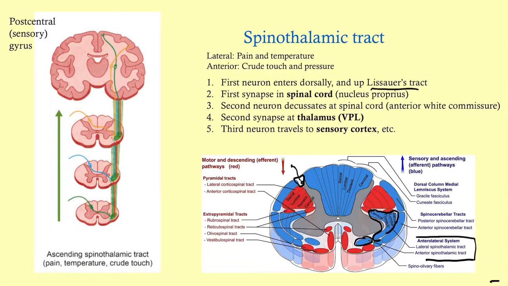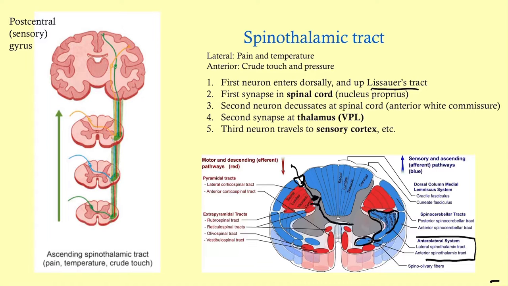And it'll go up a couple levels, then it'll start making its way inward. And there's a synapse right there, so about right here. And this is at the nucleus proprius. So then you have a second nerve that comes in like that, and practically immediately it's going to cross. Now that is distinct for the spinothalamic tract versus DCML. The spinothalamic tract decussates in the spinal cord. Okay, very important to know that.